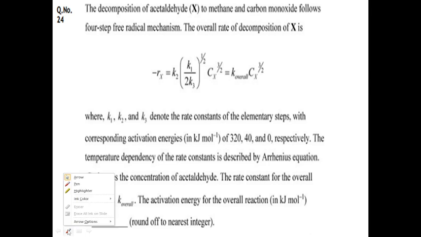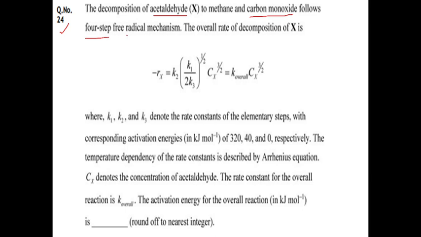Next, question number 24. The decomposition of acetaldehyde, this is X, to methane and carbon monoxide follows a 4-step free radical mechanism. This is the decomposition of acetaldehyde to methane and carbon monoxide. The overall rate of decomposition of acetaldehyde or X is minus Rx equal to K2 into (K1 by 2K3) power 1 by 2, Cx power 3 by 2, equal to K overall Cx power 3 by 2.